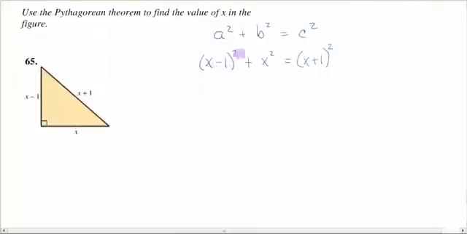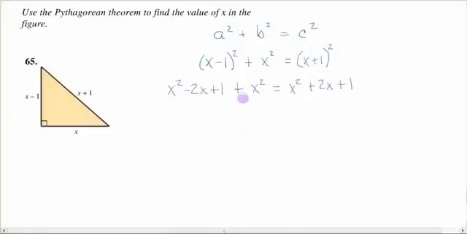So let's go ahead and multiply this out. I have x squared minus 2x plus 1 plus my x squared equals x plus 1 quantity squared is x squared plus 2x plus 1. Okay. If you can't remember how to expand those binomials, then you may want to go back and look at some of the material out of Chapter 5. All those chapters are still accessible to you in the ebook.